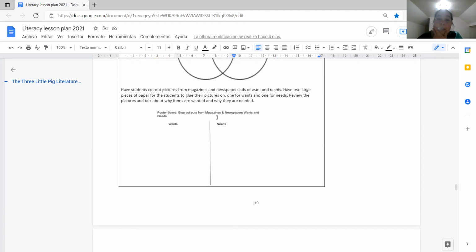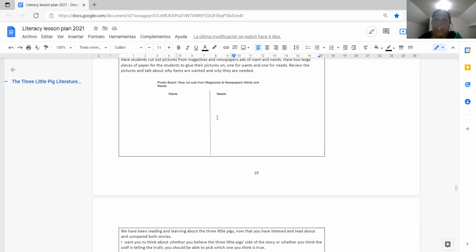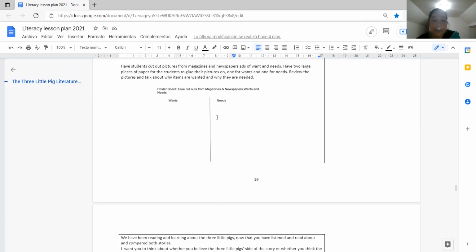And during the day, we're also gonna add and paste in a chart board the wants and needs, like water, food, and shelter.